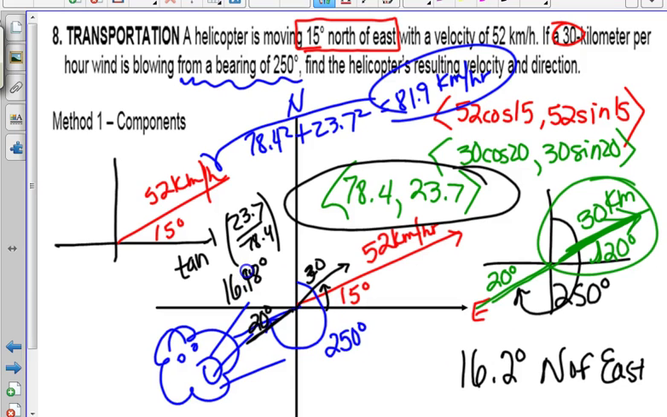Oh, it is 0.8. 16.8. Thanks. 16.8, okay? It thought it was flying 15, but the wind pushed it off by a degree, 1.8, right? Okay.